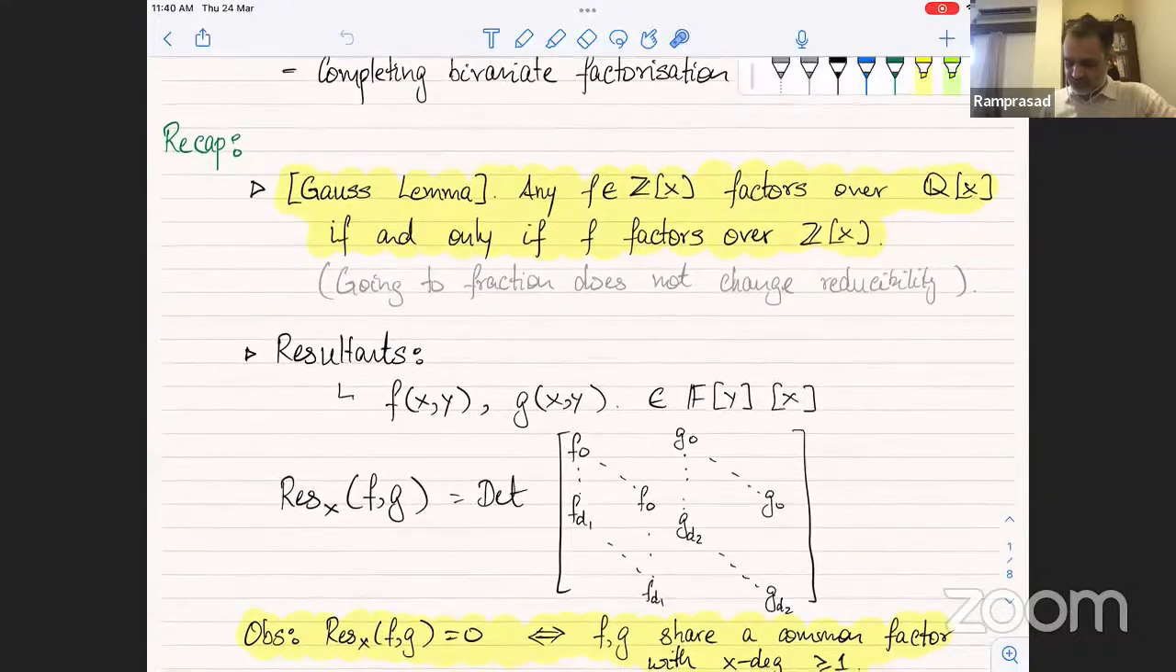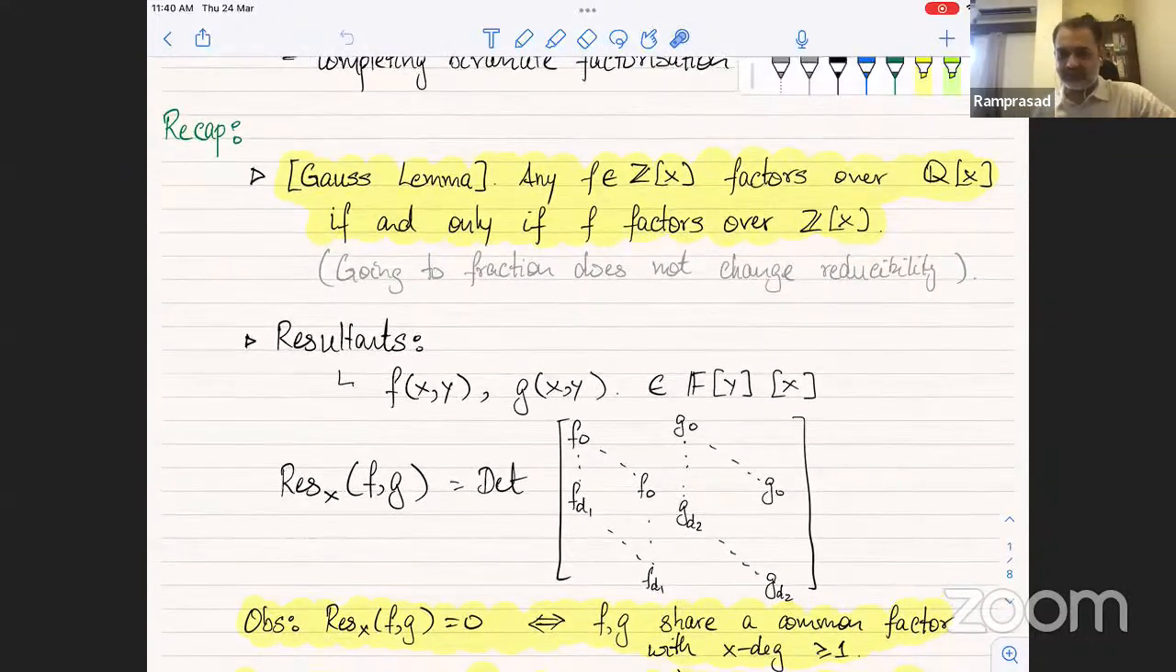Then probably the most important concept was this notion of what is called a resultant.